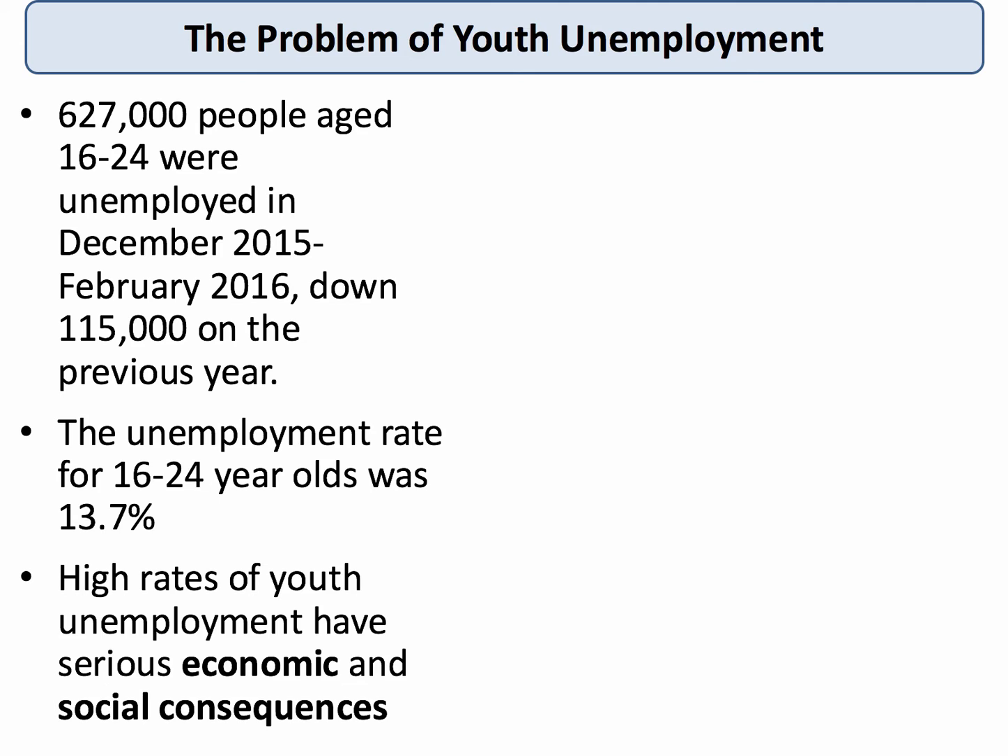So in the UK, the most recent figures are that from the 3 months from December 2015 to February 2016, there were just over 625,000 young people in this country unemployed. And that is down over 100,000 on the previous year, so some progress is being made, which is good news, but it remains a high level, 13.7% unemployment amongst young workers 16 to 24-year-olds in February 2016.